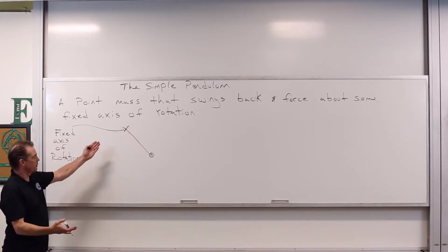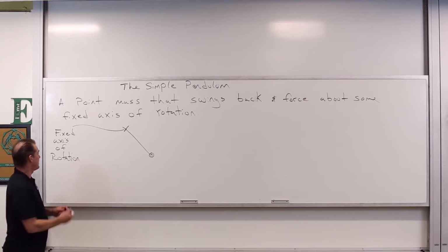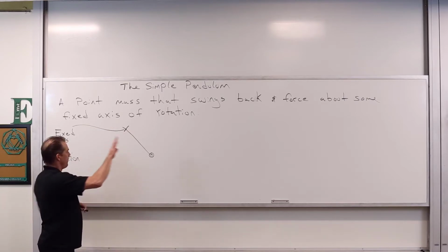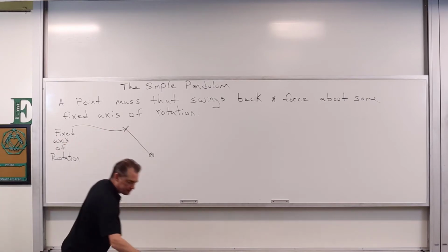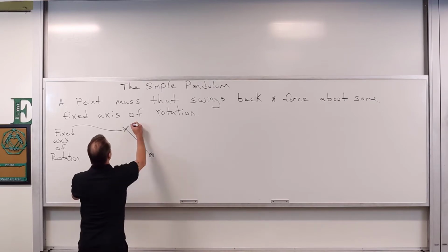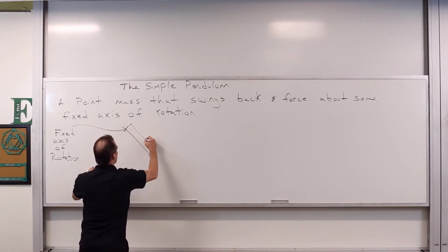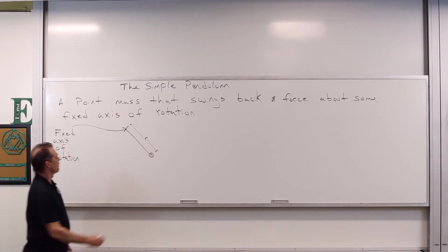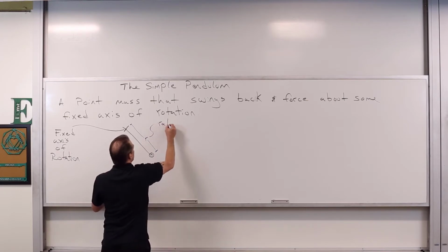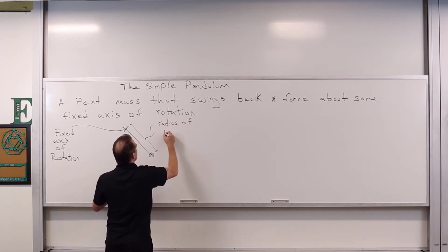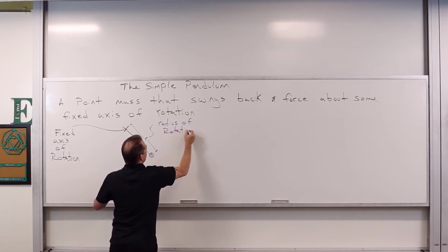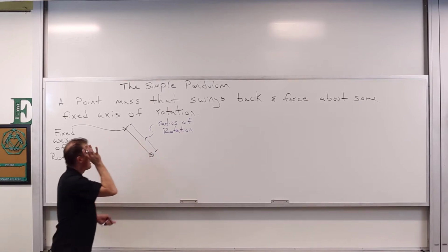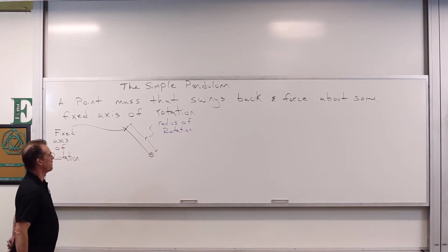And what do we have regarding this? Well, the string is a certain length, which can be identified as the radius at which this mass will swing back and forth. So we've got this distance here, r, radius of rotation, which is really the length of the string. I'm going to call it R right now. We can switch that out a little bit later. And then we've got ourselves the point mass here.